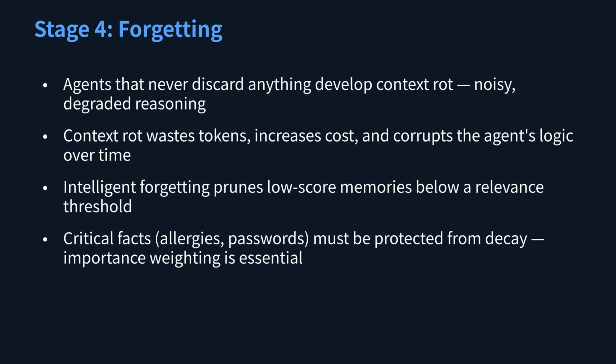Forgetting is the last stage, and it is just as important as the rest. If an agent never discards anything, its context gets polluted with outdated, irrelevant noise. Researchers call this context rot. The agent spends tokens on stale data, and its reasoning quality degrades. Intelligent forgetting is the immune system of a memory architecture.